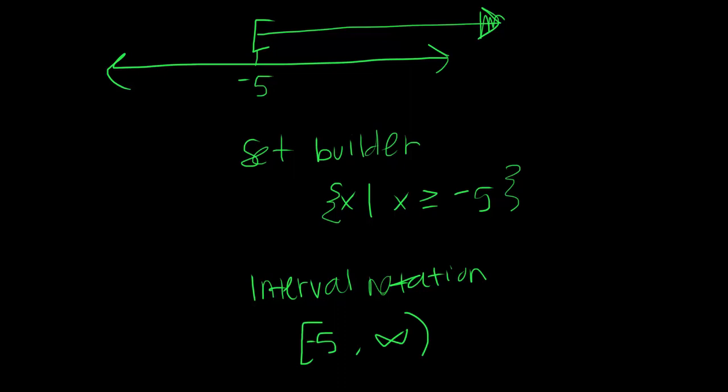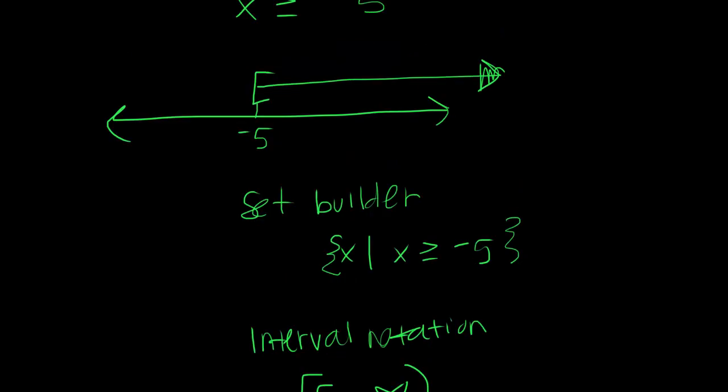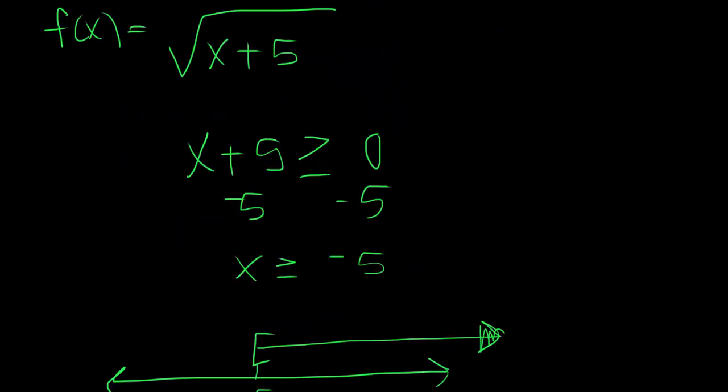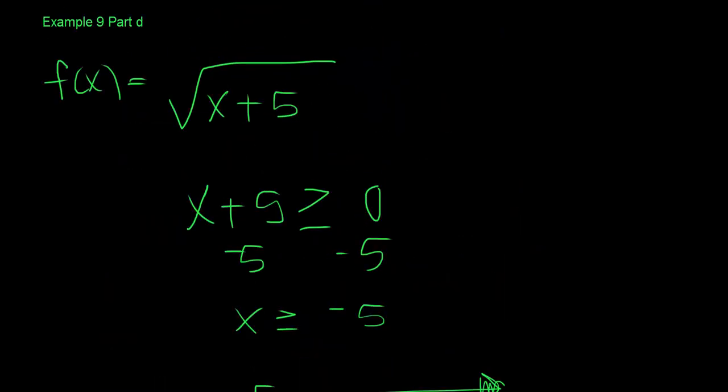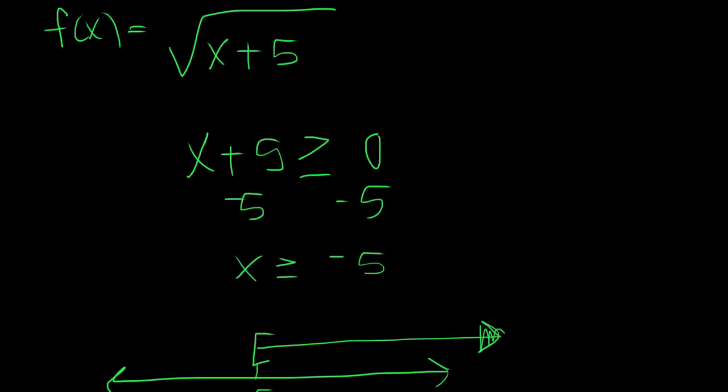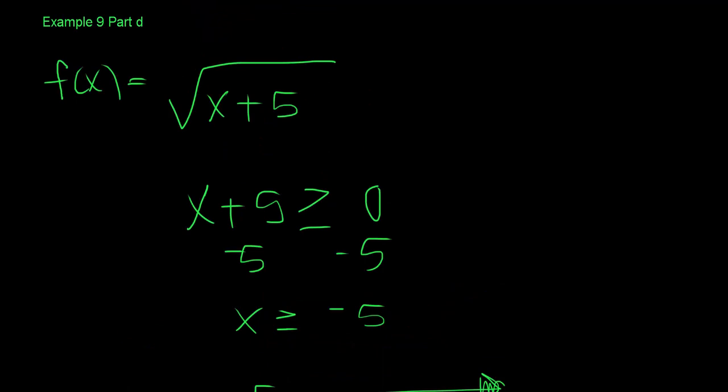Now let's just make sense of this really quickly. See, it says x is greater than or equal to negative 5. If I plugged in negative 5 for x, it would be negative 5 plus 5, and that would be the square root of 0. And the square root of 0 is just 0. I can do that. But if I plug in anything less than negative 5, like negative 6, negative 6 plus 5 would be the square root of negative 1, and we can't do that. So that's why it makes sense that anything greater than negative 5 works for x.